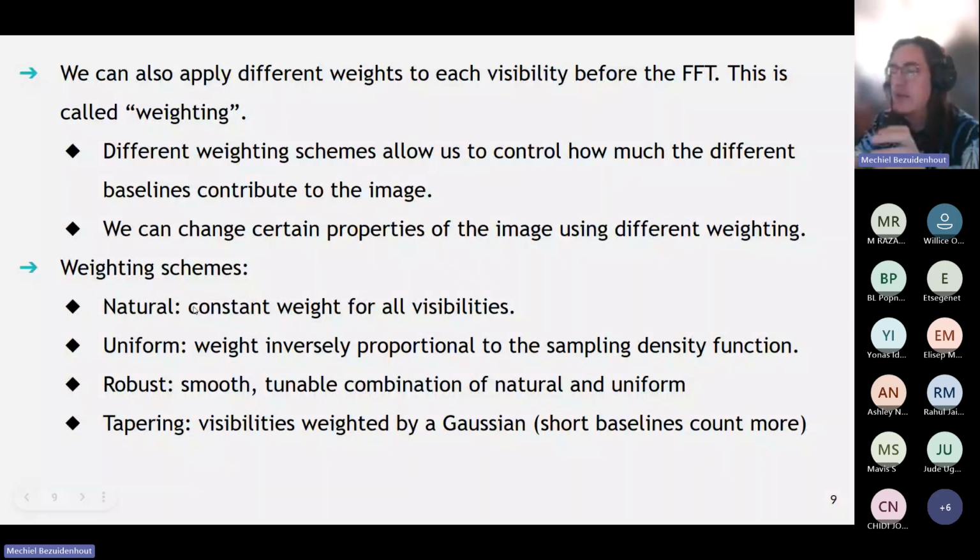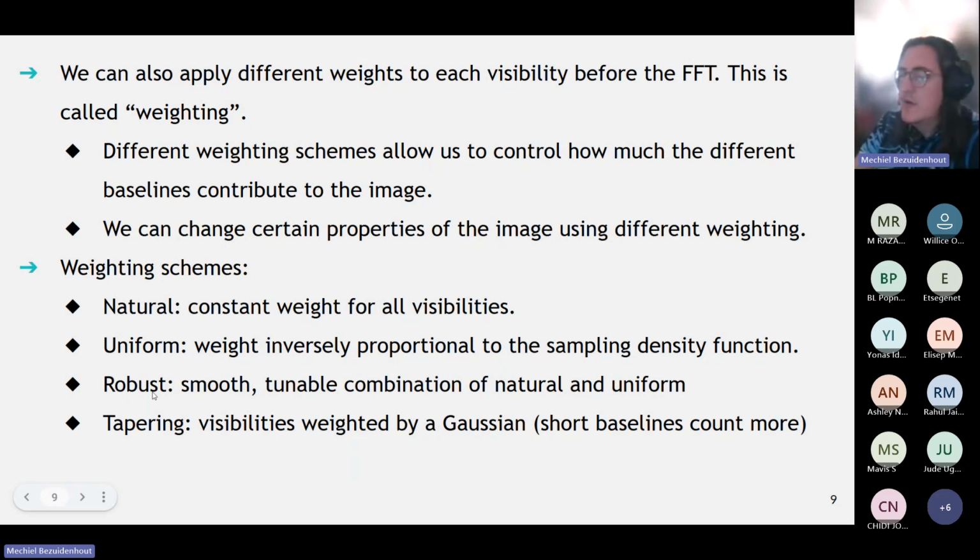What this means is that if you have a lot of UV samples close together on the UV plane, then you make them count less. And if you have a sample that's all off on its own somewhere, where there's not a lot of other samples around it, you make it count more. And that way you kind of make the sampling uniform across space. So you don't prefer the area of UV space that's heavily sampled.